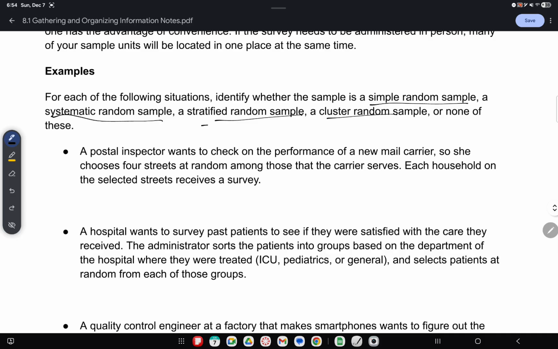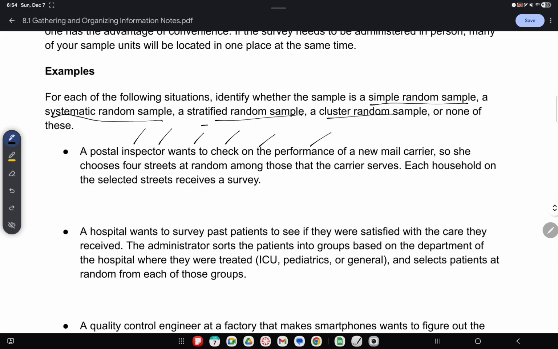Alright, so we have a postal inspector who wants to check on the performance of a new mail carrier. So she chooses 4 streets at random among those that the carrier serves. And then each household on that selected street receives a survey. So let's say, how many did I just draw? 1, 2, 3, 4, 5.